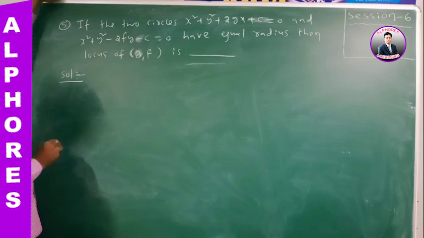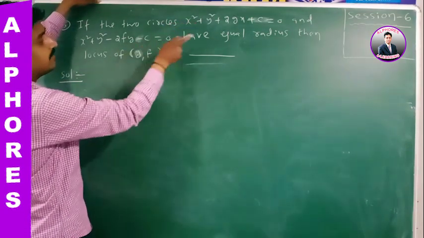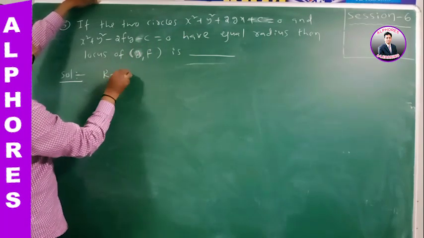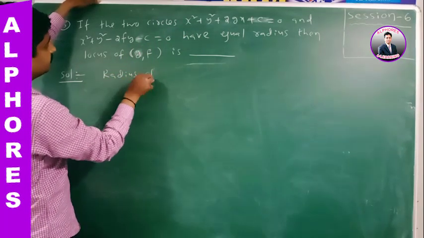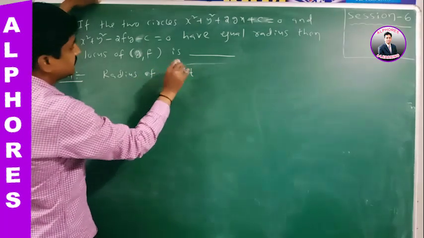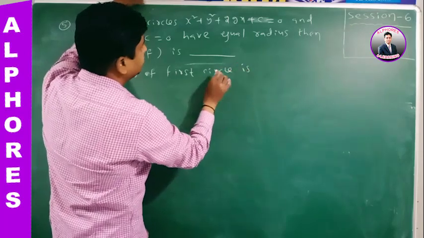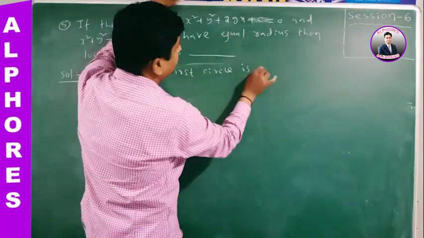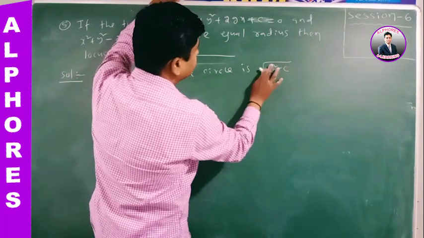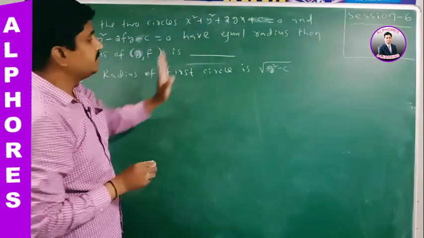Here, these two circles have equal radius. Radius of first circle is under root of g square minus c.